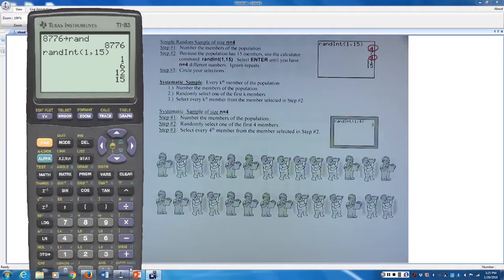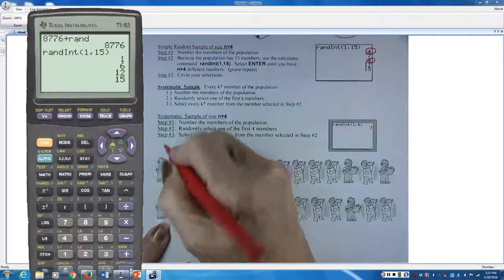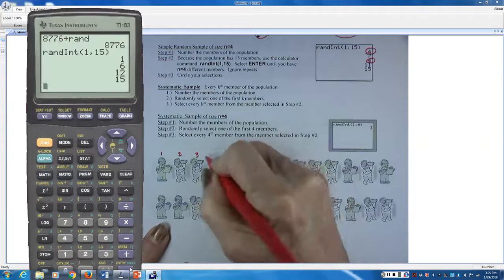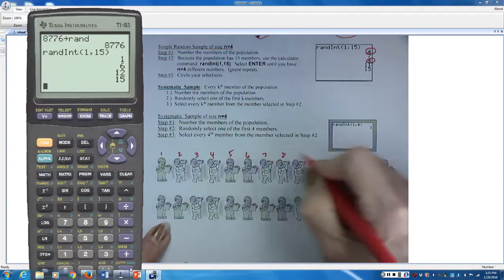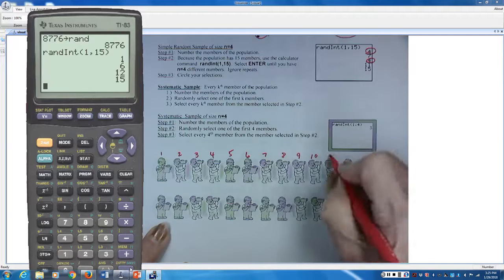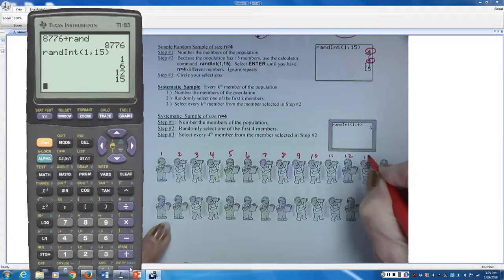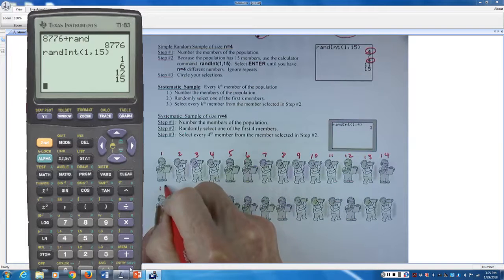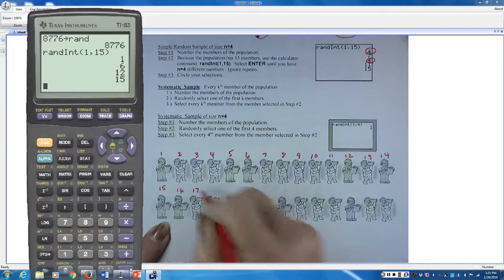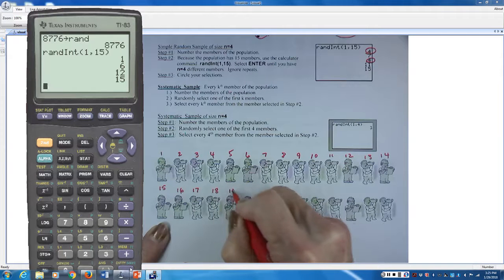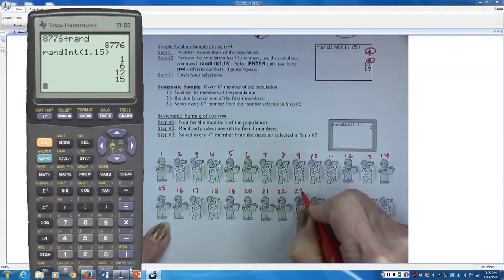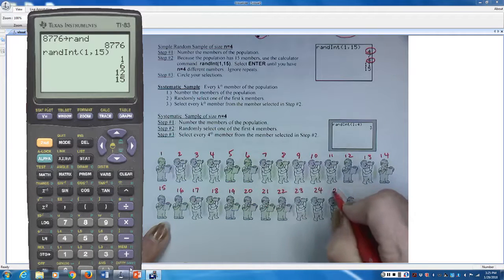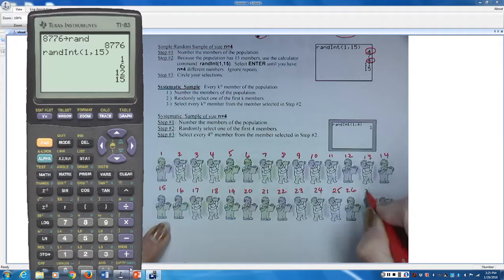So I need to count how many are in the population. So I have 1, 2, 3, 4, 5, 6, 7, 8, 9, 10, 11, 12, 13, 14, 15, 16, 17, 18, 19, 20, 21, 22, 23, 24, 25, 26, 27, 28 members in my population.